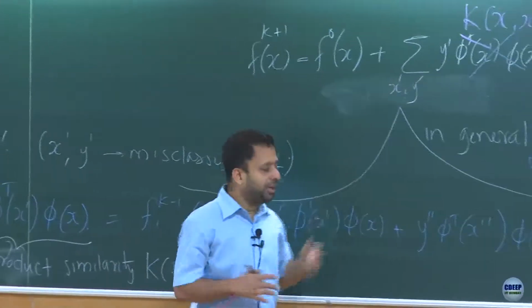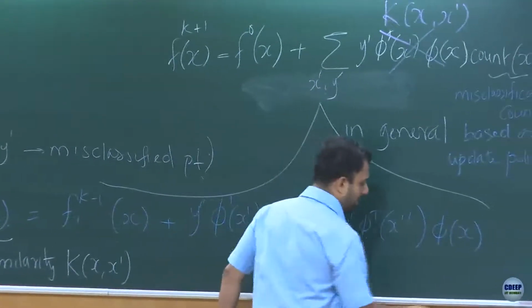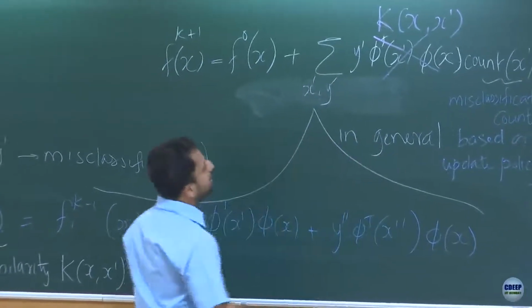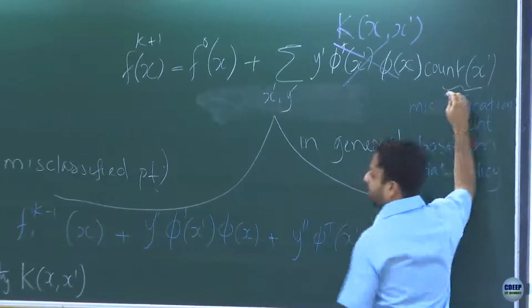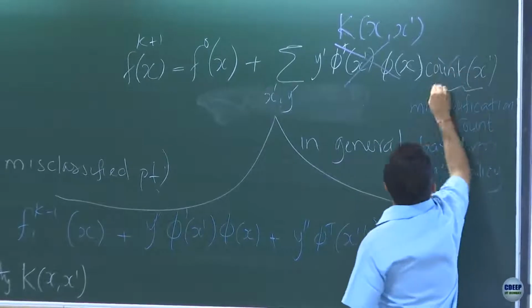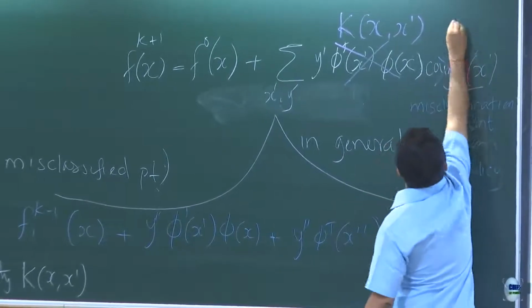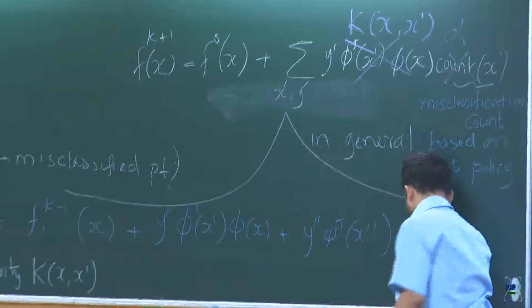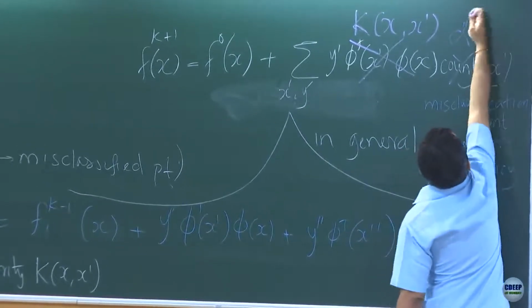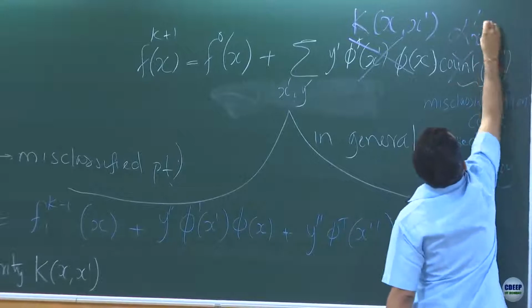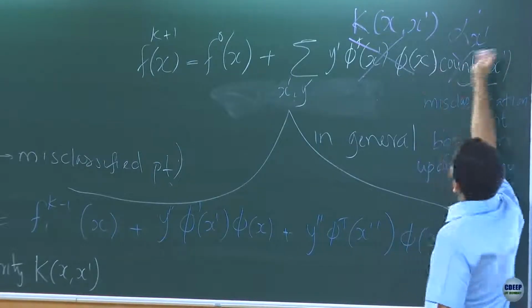How do I change my update? Well, one way I can change my update is this count times y prime, or even just the count. I'll just call it alpha. I'll give it a name. This alpha of x prime is a weight associated.